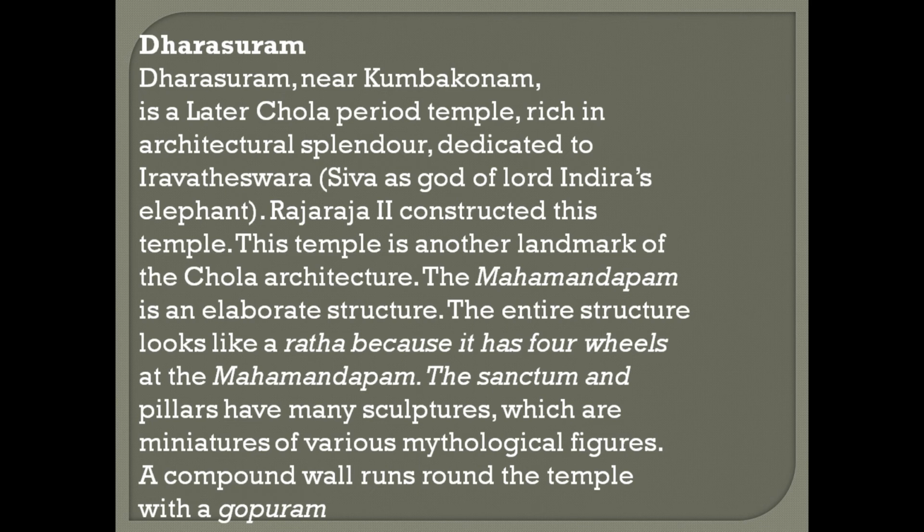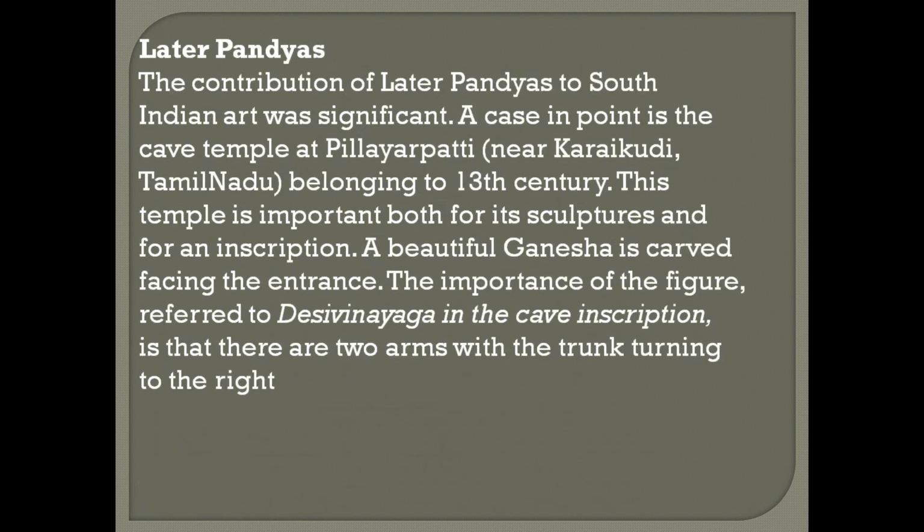The Maha Mandapam is an elaborate structure. The entire structure looks like a chariot because it has four wheels at the Maha Mandapam. The sanctum and pillars have many sculptures, which are miniatures of various mythological figures. A compound wall runs around the temple with a gopuram.